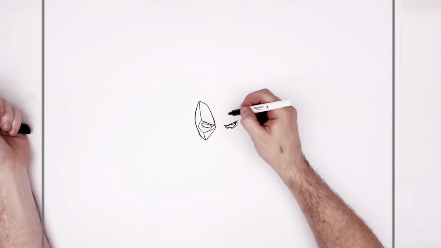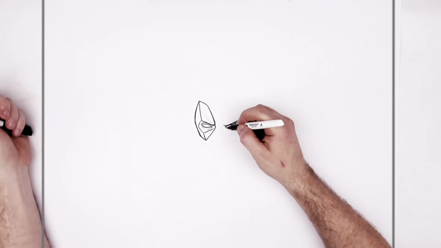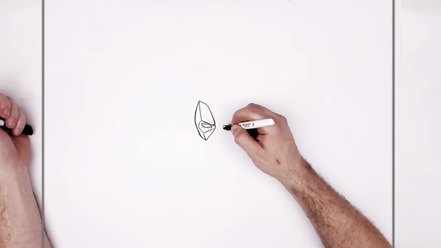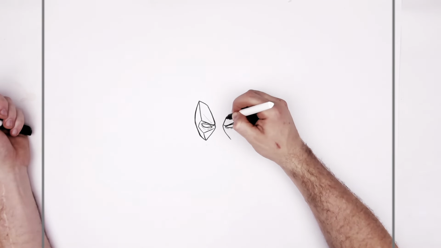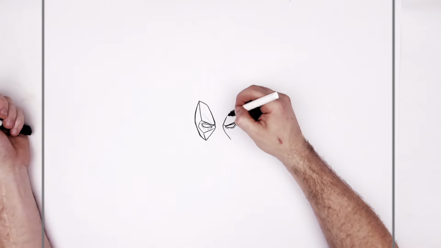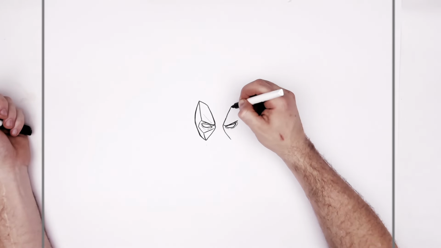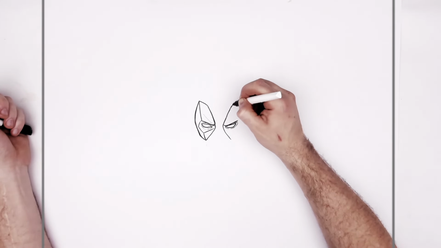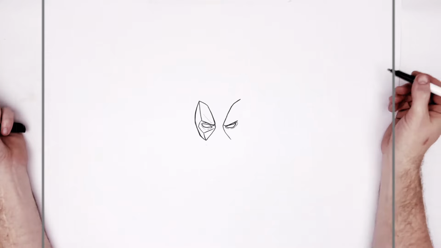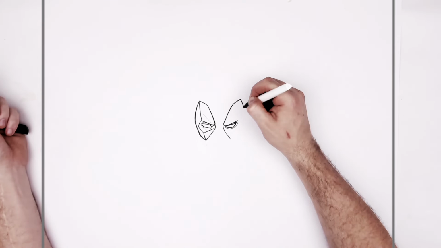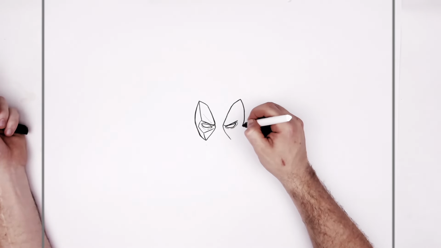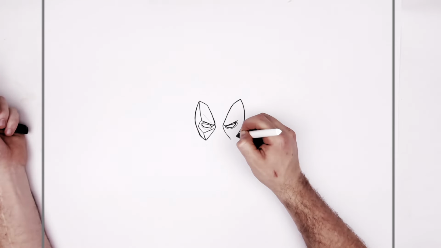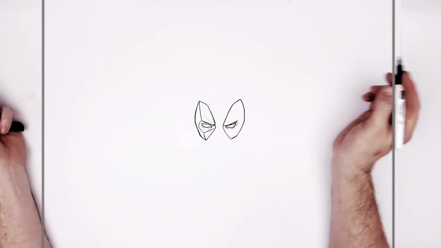Right, so we do the same thing over this side. So we go sort of around his cheek. Up like that. You're just basically copying the other side. Trying your best.